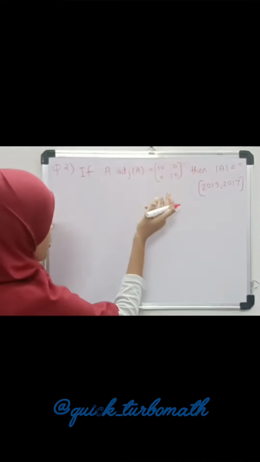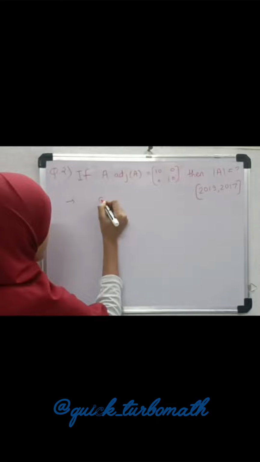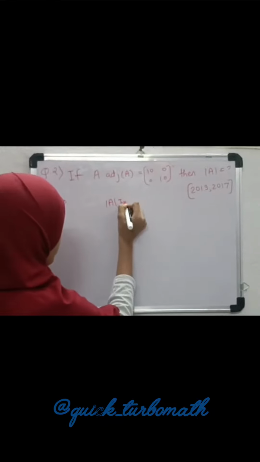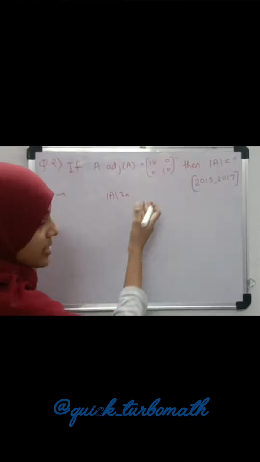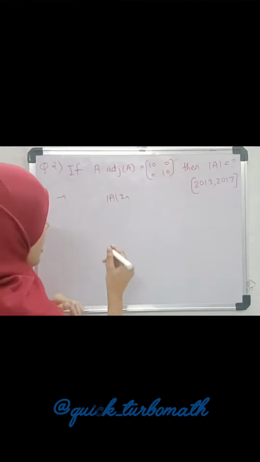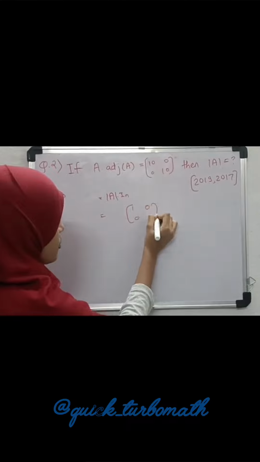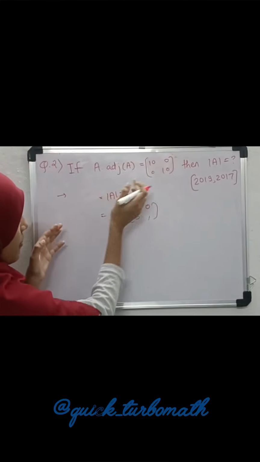So we know A into adjoint of A is nothing but determinant of A into In, right? So we simply know this is a 2 by 2 matrix, so our In will be the identity matrix I2. That is nothing but 1, 0, 0, 1. So what will be the answer? So our answer will be this.